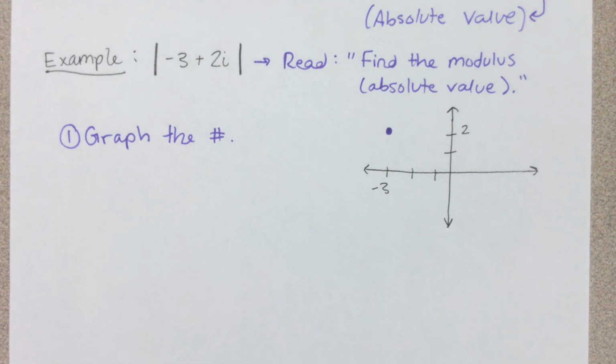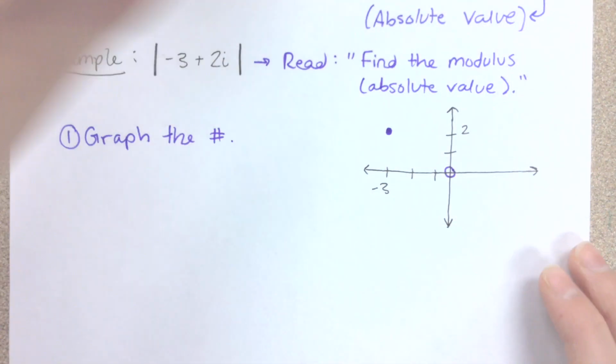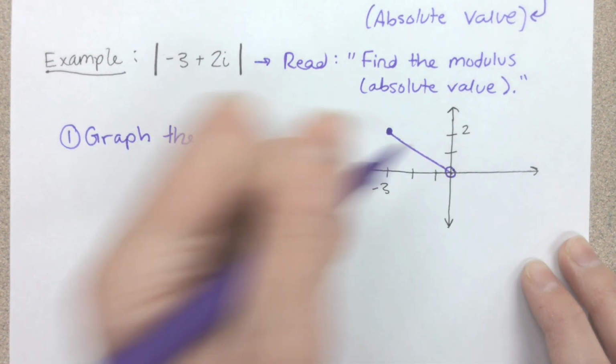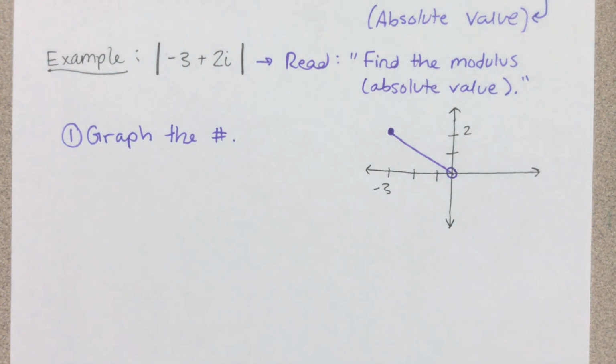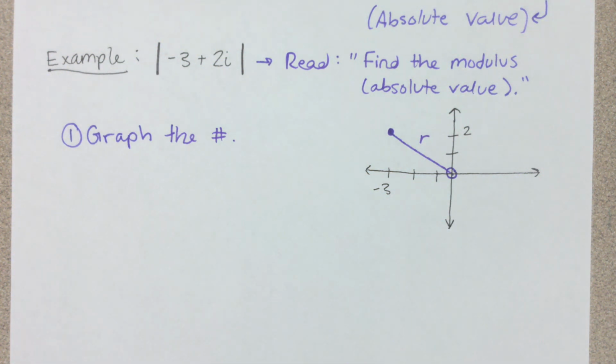The overall question is, what is that point's distance from 0? 0 in this case being the origin. So the question is, what is this distance right here? That is the question we are answering. And we label this line R. I assume that connects back to radius, like on the unit circle kind of thing. So I'm assuming that's where the R comes from. So that's step 1, graph it.